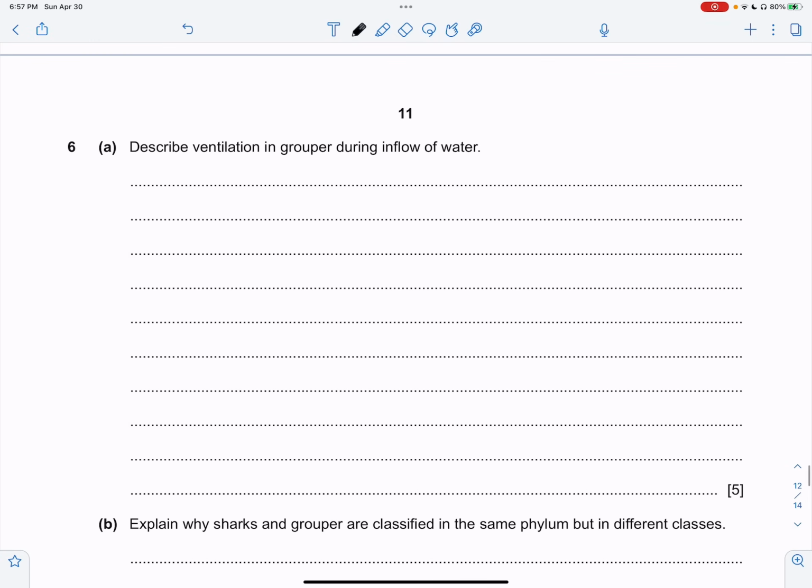All right, pumped ventilation. Ventilation for your grouper. And so, after this page, there's just one more about the invasive species. So this is pumped ventilation. When we see the P in pumped ventilation, we need to talk about pressure. And the V, we need to talk about the volume. This is also called buccal pumping.